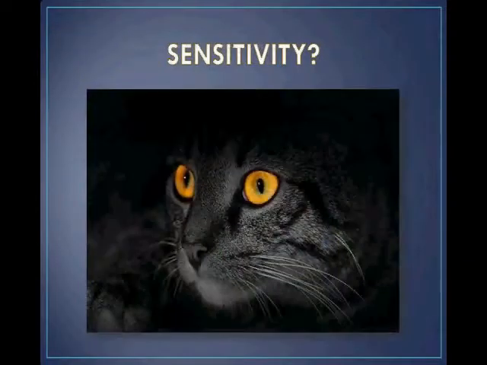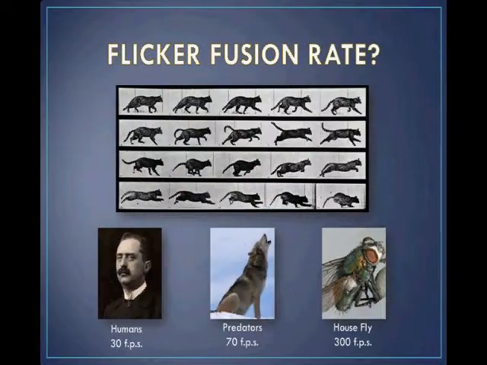We know that predators can see in the dark way better than us, and this is a little complicated. This is something called flicker fusion rate, and it's a function of vision. The best way to understand it is to think of a movie. Human beings see at 30 frames a second, which is why we can actually watch Hollywood movies. Predators, like cats and dogs, see at 70 frames a second.